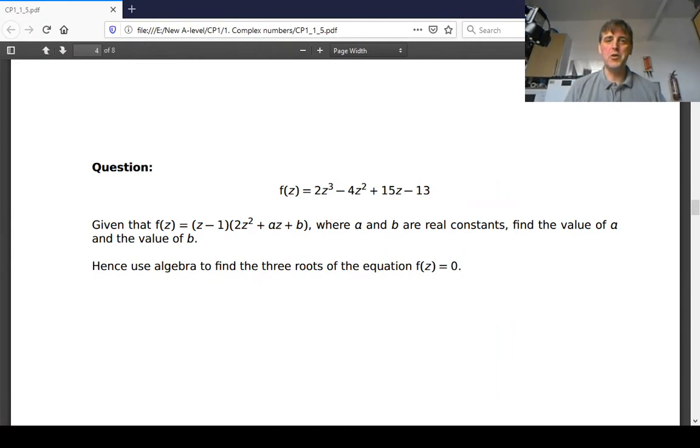Make sure that you have another look at that if you need to, because right now I'm going to ask you to do one yourself. Here's another cubic equation, or another cubic function, and I'd like you to do some factorizing first, and then with that factorized version, solve the equation. Off you go.